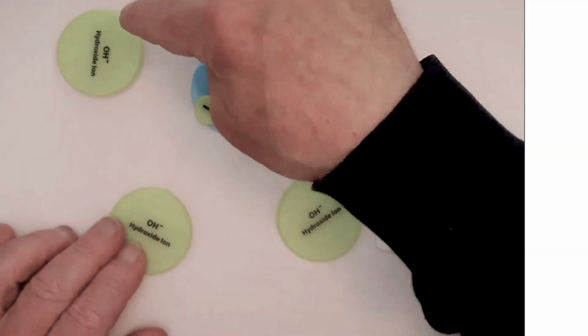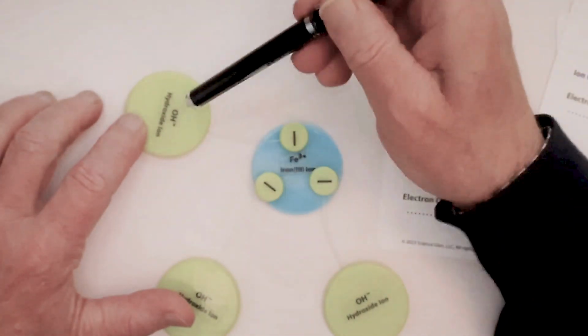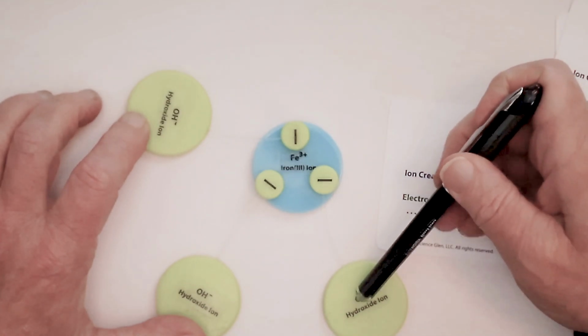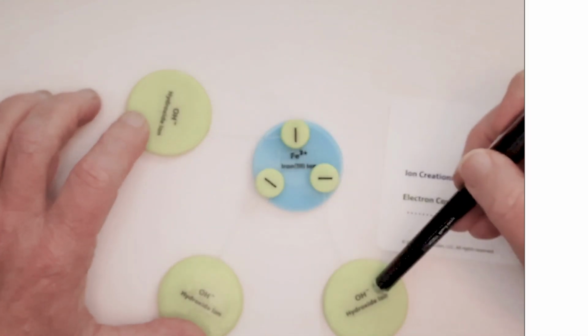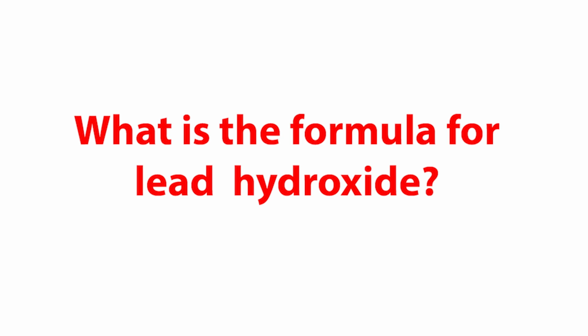1, 2, and let's get another one over here. 3. So now we have, if you count this carefully here, 1 oxygen, 2 oxygens, 3 moles of oxygen, and 1, 2, 3 moles of hydrogen. Now, if you add all those together, it comes up to 106.866 grams.